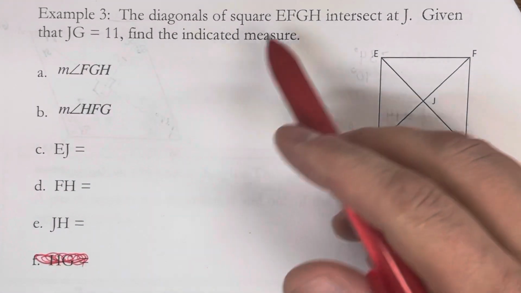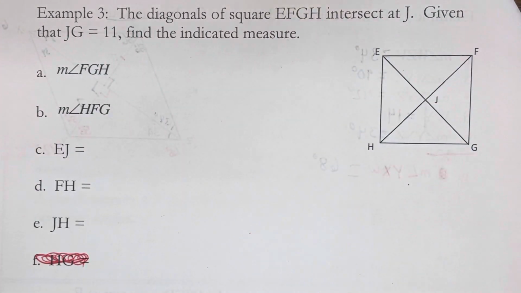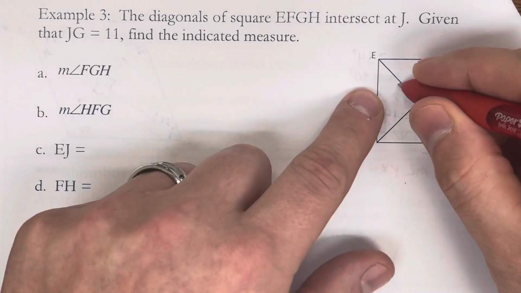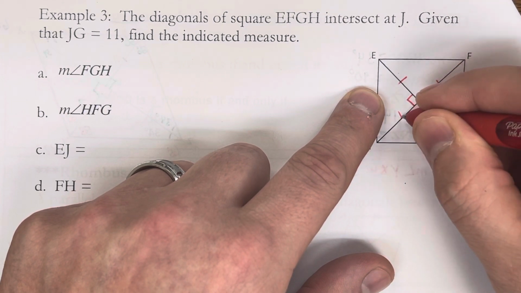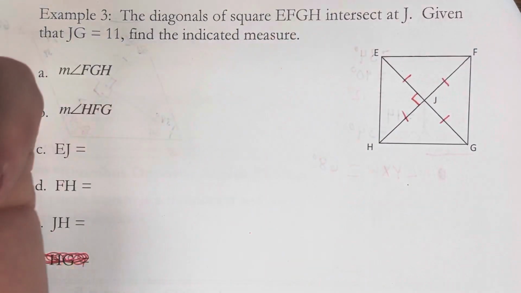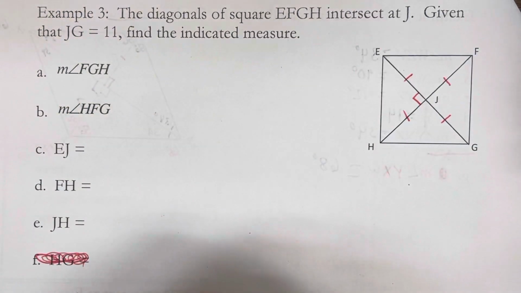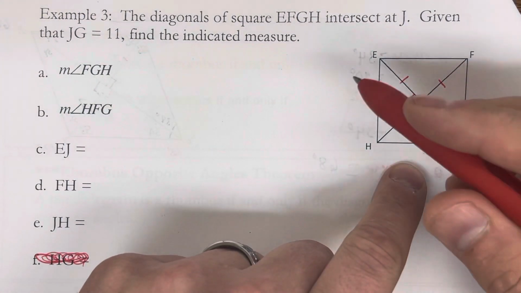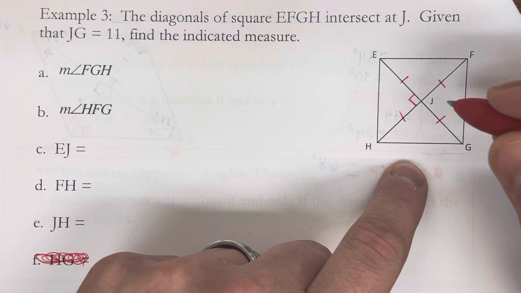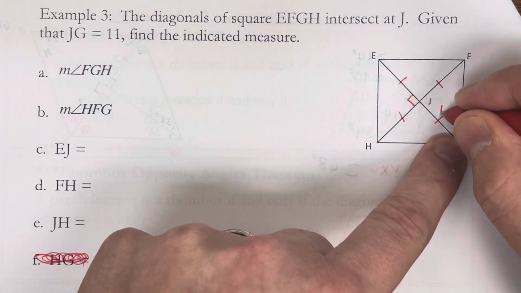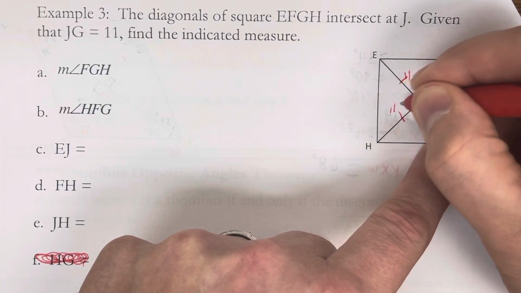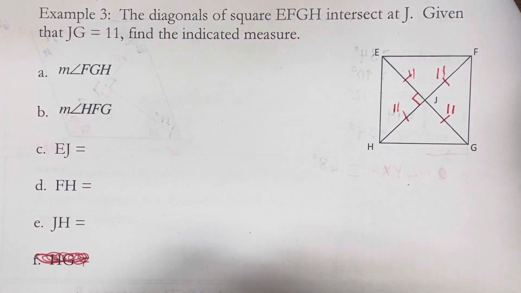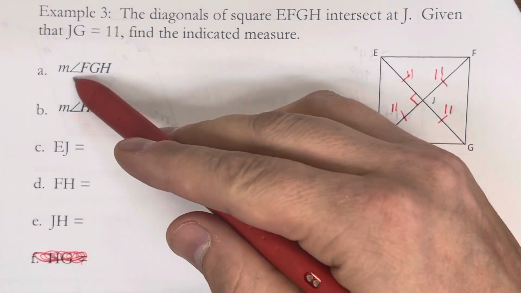It says the diagonals of a square. So we have a square. So that means it's a rhombus and it's a rectangle. So all 4 of these pieces have to be the same length, and it's going to be at a right angle. Has the properties of a rectangle and a rhombus. I'm also told that JG is 11. So from J to G, this piece is 11. So all of these have to be 11.